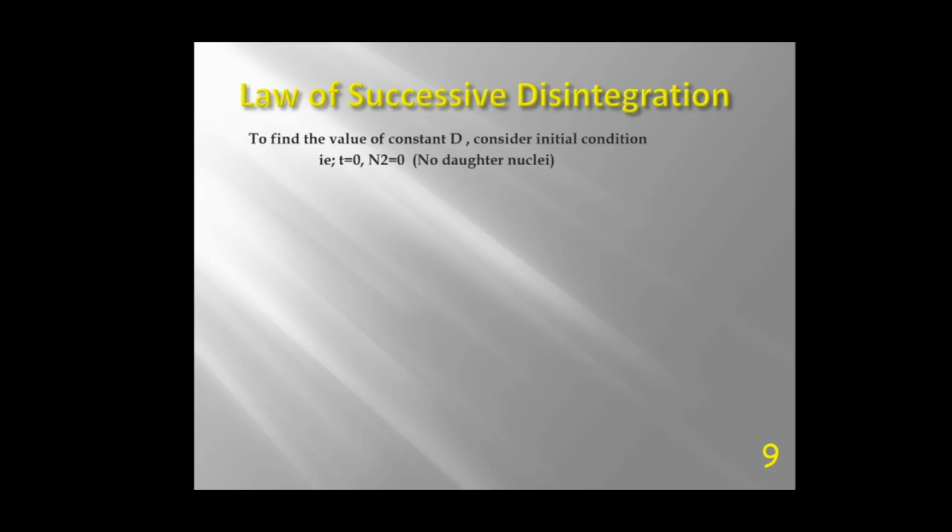So our next step will be to find the value of D. For that, we consider the initial condition, that is, when t is equal to 0, N2 is equal to 0. That is the case where no daughter nuclei is formed, that is, before the disintegration process.